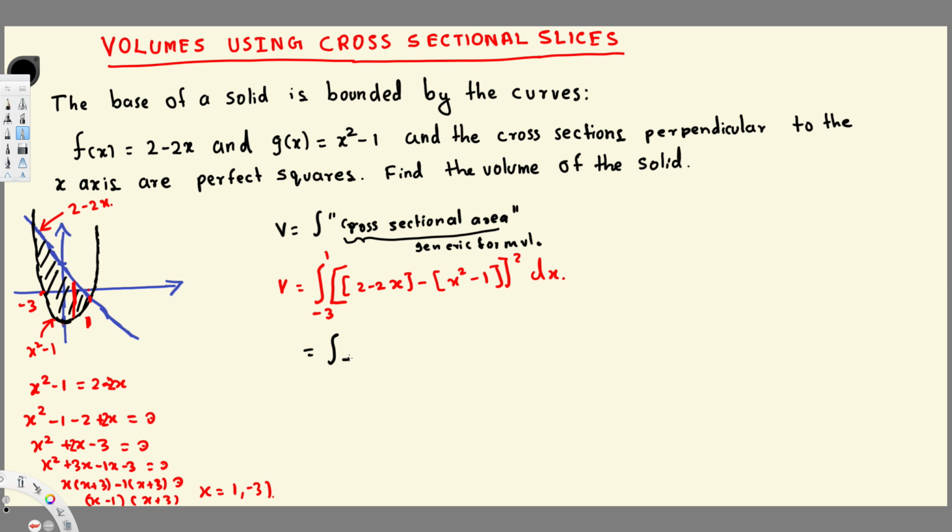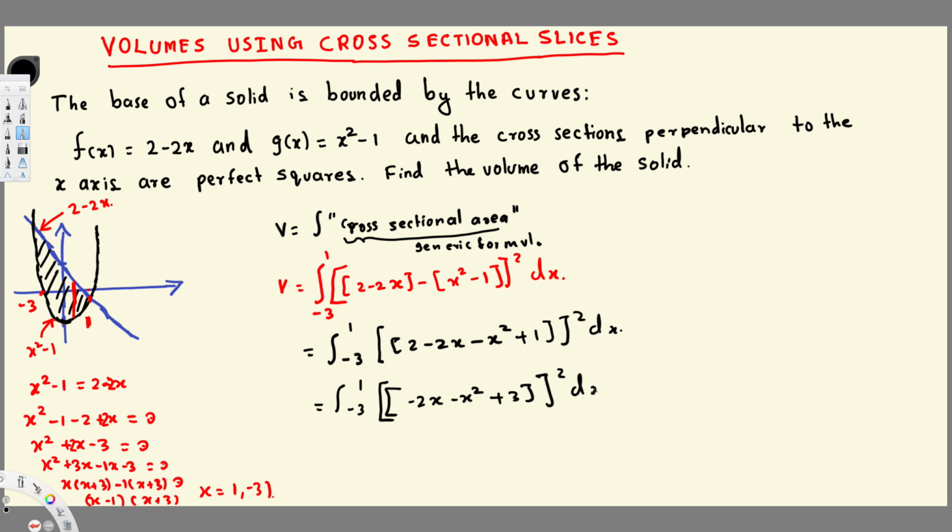This is going to be from minus 3 to 1. Let's take this bracket out, so this is going to be 2 minus 2x minus x squared plus 1, squared, dx. Now we can add the 1 and 2, that's going to give us 3. So this is going to be the integral from minus 3 to 1 of minus 2x minus x squared plus 3, whole squared, dx.